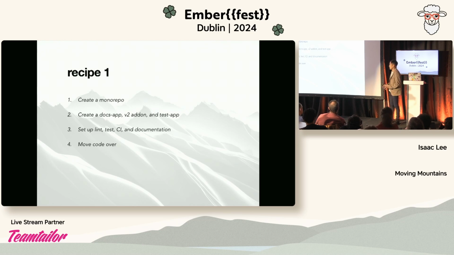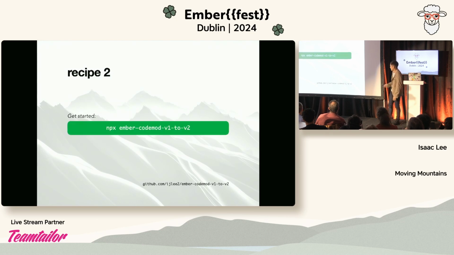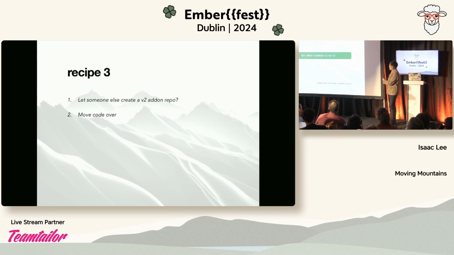Let's assume that we have a monorepo that works, because then the rest is easy. We just move the code over. Now, if you don't want a new repo, you can run ember-codemod-v1-to-v2. The codemod can separate the files for the add-on and test, but it's up to you to fix the project afterwards. So how about this idea? If someone else can create the repo for us, all we'll have to do is move our code. Wouldn't that be nice?